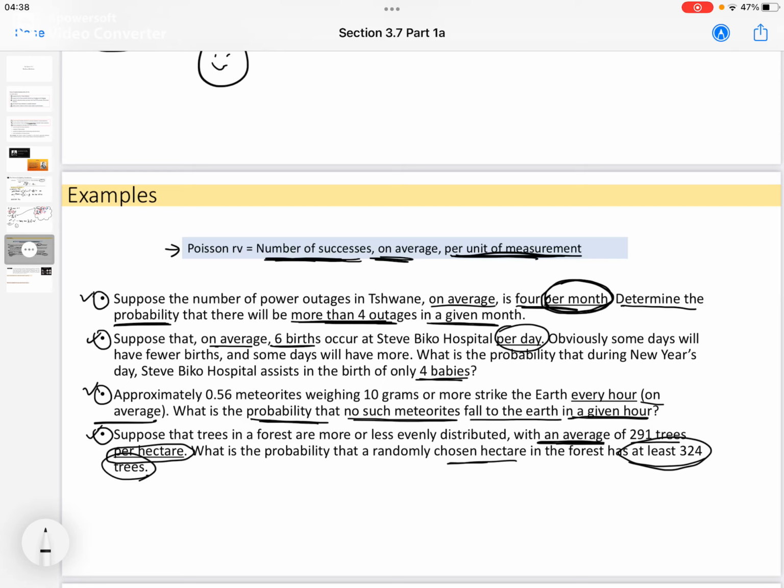So we'll use the Poisson distribution to calculate these probabilities of somewhat rare events. In the textbook they say rare events, but if you know that on average certain events would occur in a given time period or space, and we want to calculate the probability of observing more or fewer successes at those specific units of measurement, whether per month, per day, per hour, per minute, or per hectare.